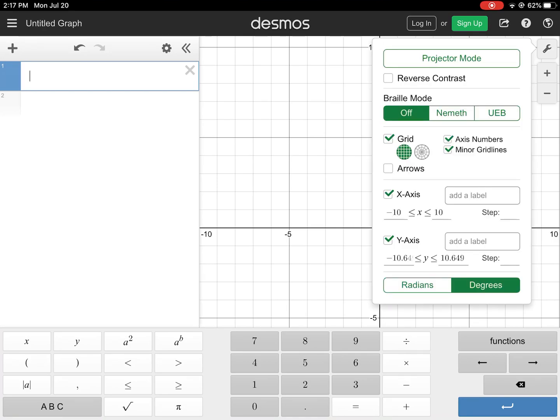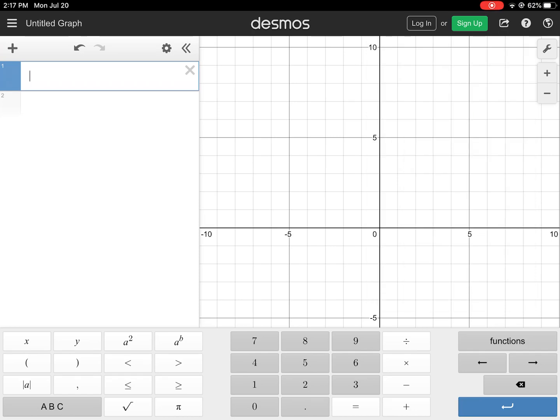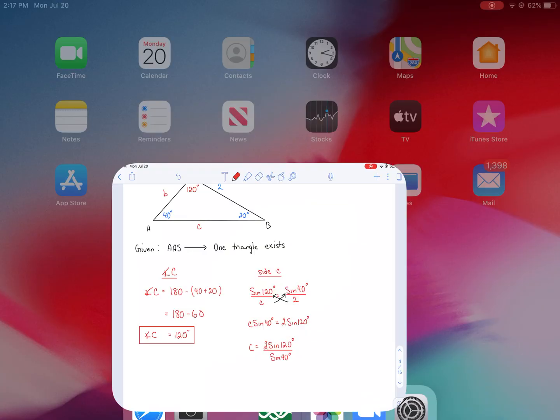So before you evaluate this in Desmos, make sure you hit the wrench and you hit degree. Because if you don't, you're going to get this problem wrong, because Desmos automatically defaults to radians. So make sure you're in degrees. So this will be 2 sine of 120 degrees divided by sine of 40. And it looks like side length C is approximately 2.7.